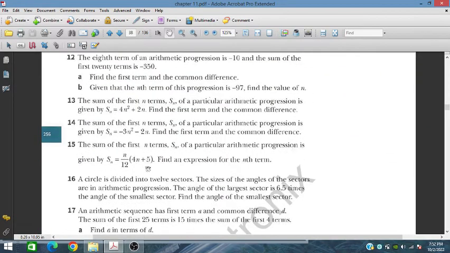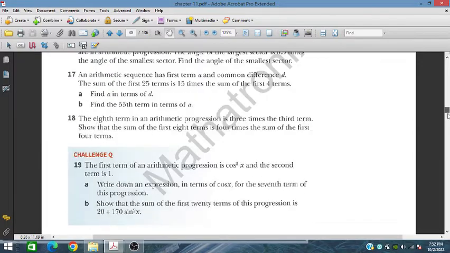The sum of n terms Sn of a particular arithmetic progression is given by Sn is equal to n upon 12, 4n plus 5. Find an expression for the nth term. So we have to find an. The first n terms have the sum Sn, given in this form. So this is the problem, and you have to solve it.